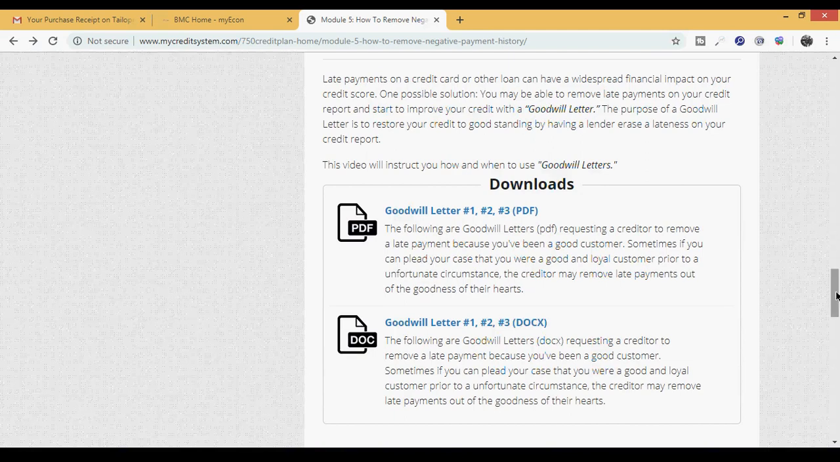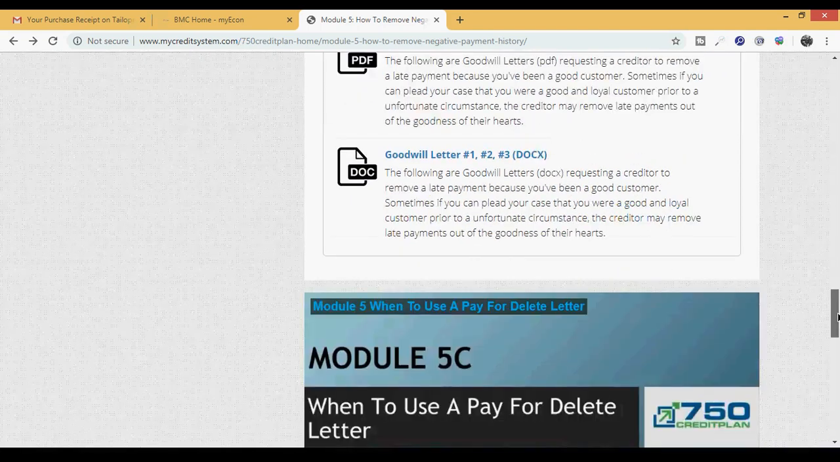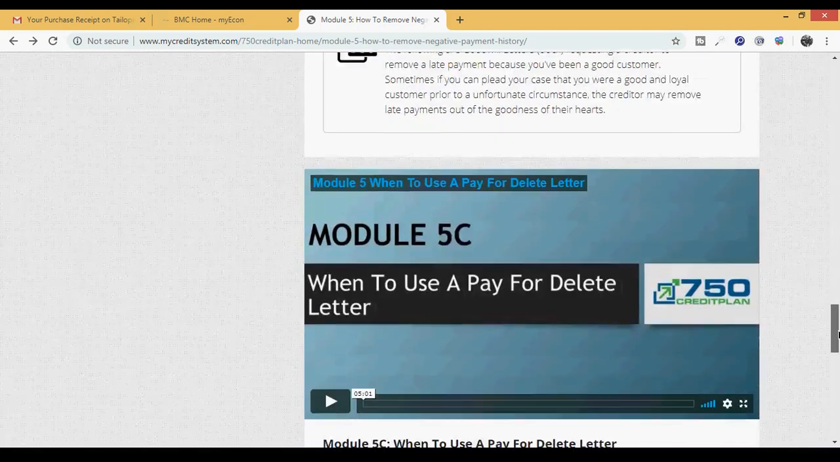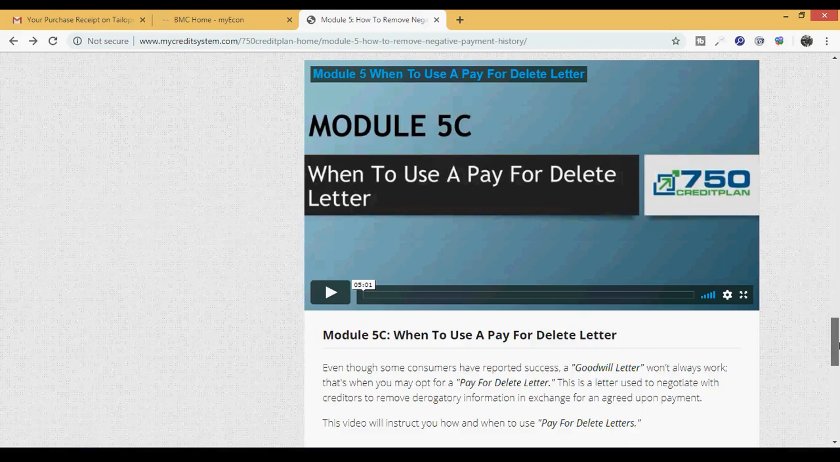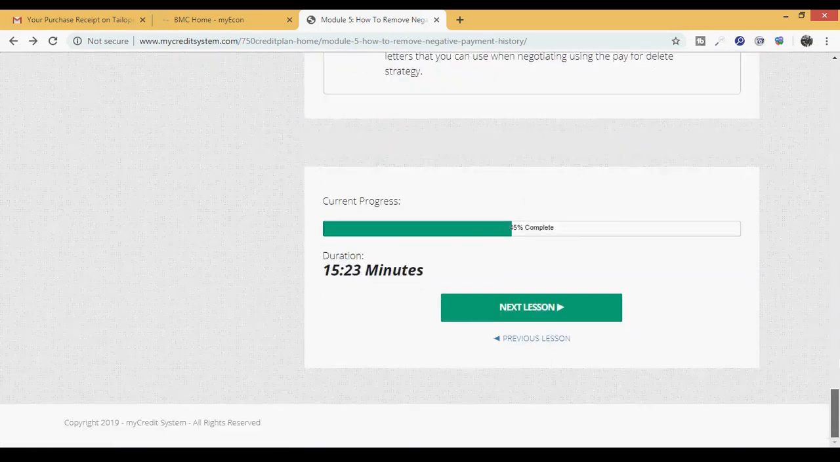So the goodwill letter is something that you can send off. And sometimes this can even be a phone call. Sometimes you can even just say, hey, you know, we got a good long-term relationship. I understand you following certain procedures. What can we do to go ahead and get this removed off? You know, I've been a good customer, a good client. So just understand the goodwill letter, when and how to use it. And this right here, I want to talk on and we'll wrap it up.